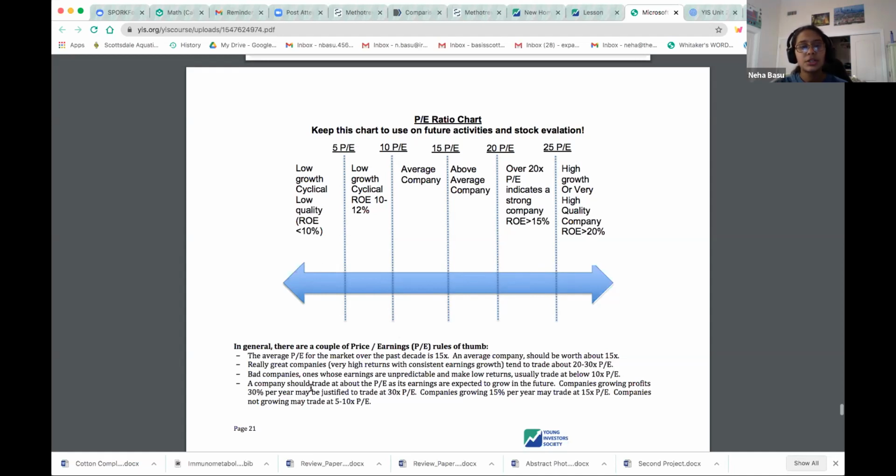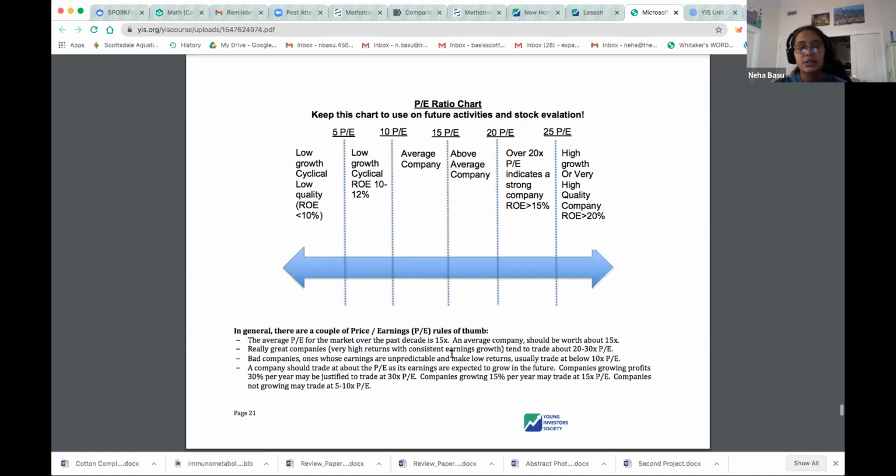A company should trade at about the PE ratio as its earnings are expected to grow in the future. What this means is that the PE ratio indicates what investors expect out of the company, based on how its earnings are predicted to grow. So if a company is growing profits at 30% per year, it's going to have a PE ratio of about 30. If a company is growing at about 15% per year, it's probably going to trade at around 15 times, that's its PE ratio. A company that's not growing at all may trade at 5 to 10 for its PE ratio, and that, as seen here, may indicate low growth.